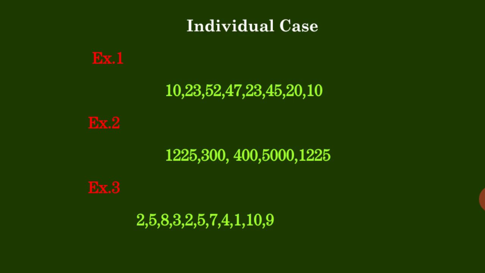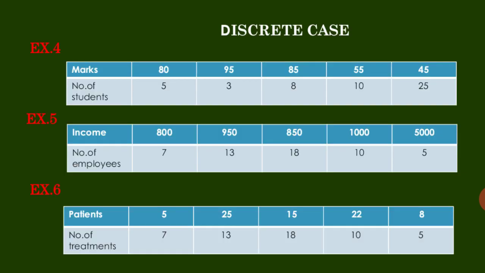Next I am showing the discrete case data type. Here are example 4, example 5 and example 6. This data contains only two variables: one is x and the other is frequency. Already you know what frequency means. The number of students, the number of employees, the number of treatments are taken as frequency. So you already have good knowledge of discrete case series and individual case series.